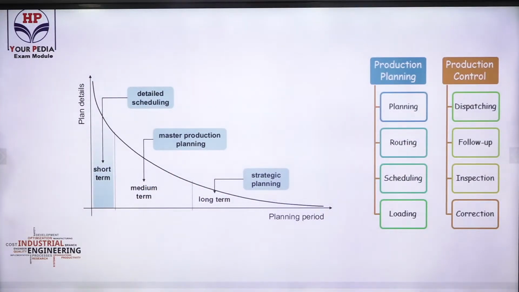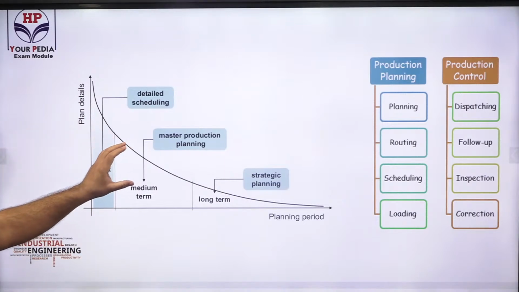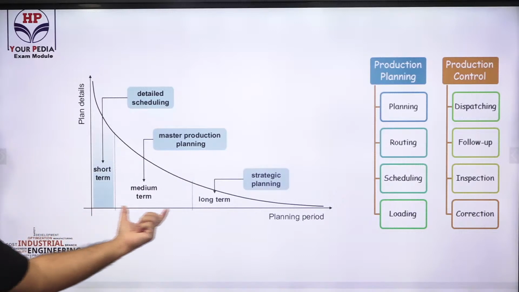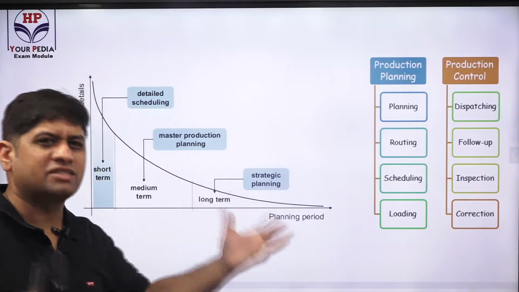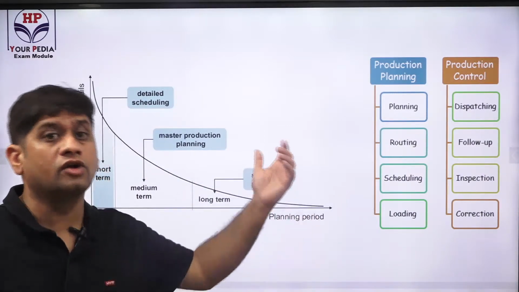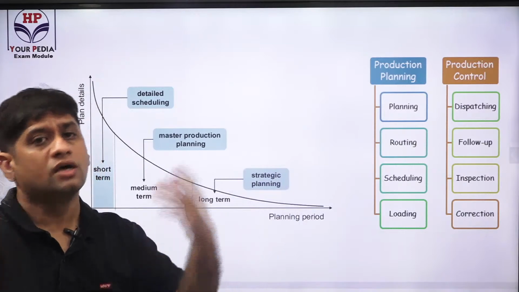Production planning and production controlling, these are two different things. Production planning is different, production controlling is different, and write the names of these. And scheduling, if you see the details in scheduling, a lot of detail is done and the planning period is less. Master production planning, detail is not there but time taken is more. Strategic planning, you cannot make much detail in that, but it takes a longer duration. Strategic planning is for long duration.